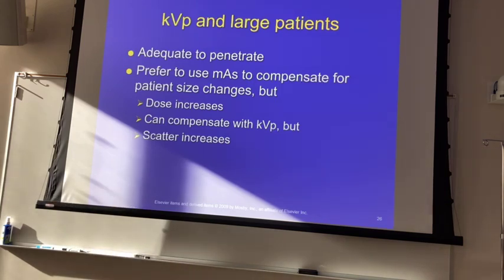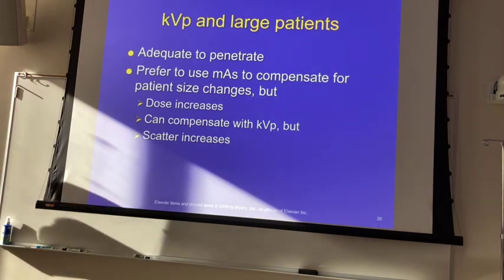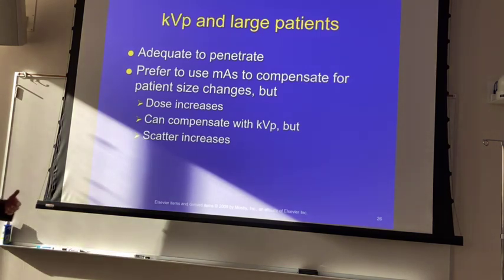For example, you may have presets for a KUB at 80 and 85 kVp. 5 kVp is really pretty, I won't say insignificant, but it's not all that great of a change in kVp. So the difference between your average patient at 80 kVp and your hypersthenic patient at 85 kVp is not a whole lot of change in kVp. So it's got to be adequate to penetrate. And then after that, we prefer to use mAs to compensate for patient size changes.